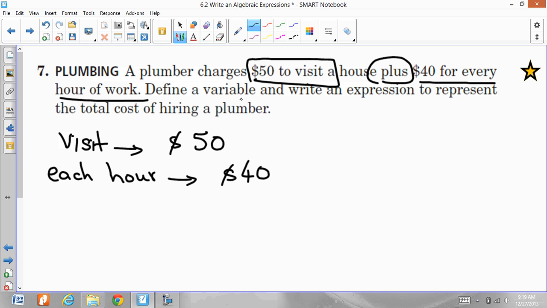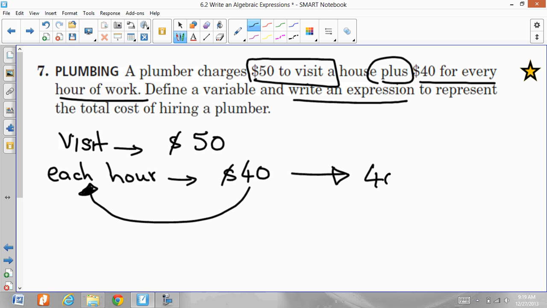Now they are asking you to define a variable and write an expression to represent the total cost of hiring a plumber. So the total cost will be the cost that he is asking to visit your home, plus for each hour he's going to ask $40. Number one, when you invite the plumber, you do not know how many hours he's going to work. So the one thing you don't know is the number of hours. Plus you know that he is going to charge $40 for each. Anytime you are associating with the word each, that particular item or hour or material is going to be your variable. So this whole entire thing is going to change to 40H.